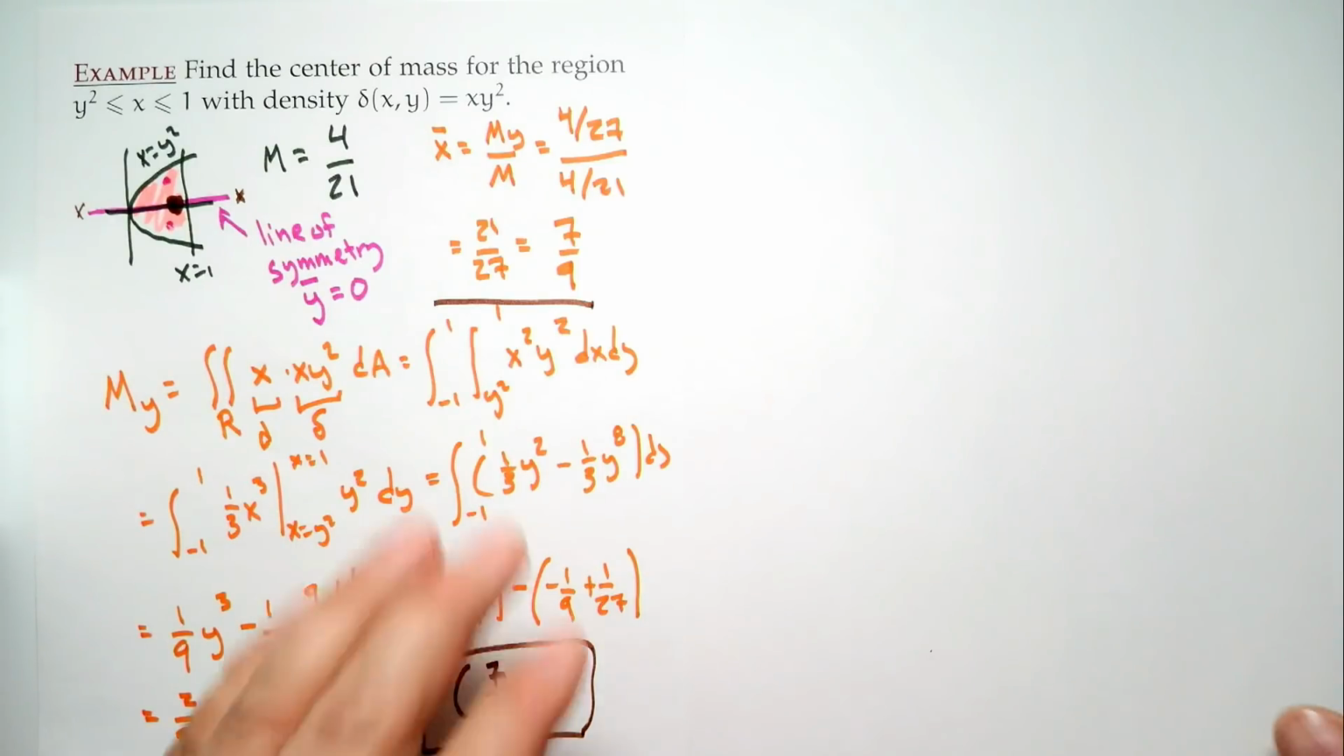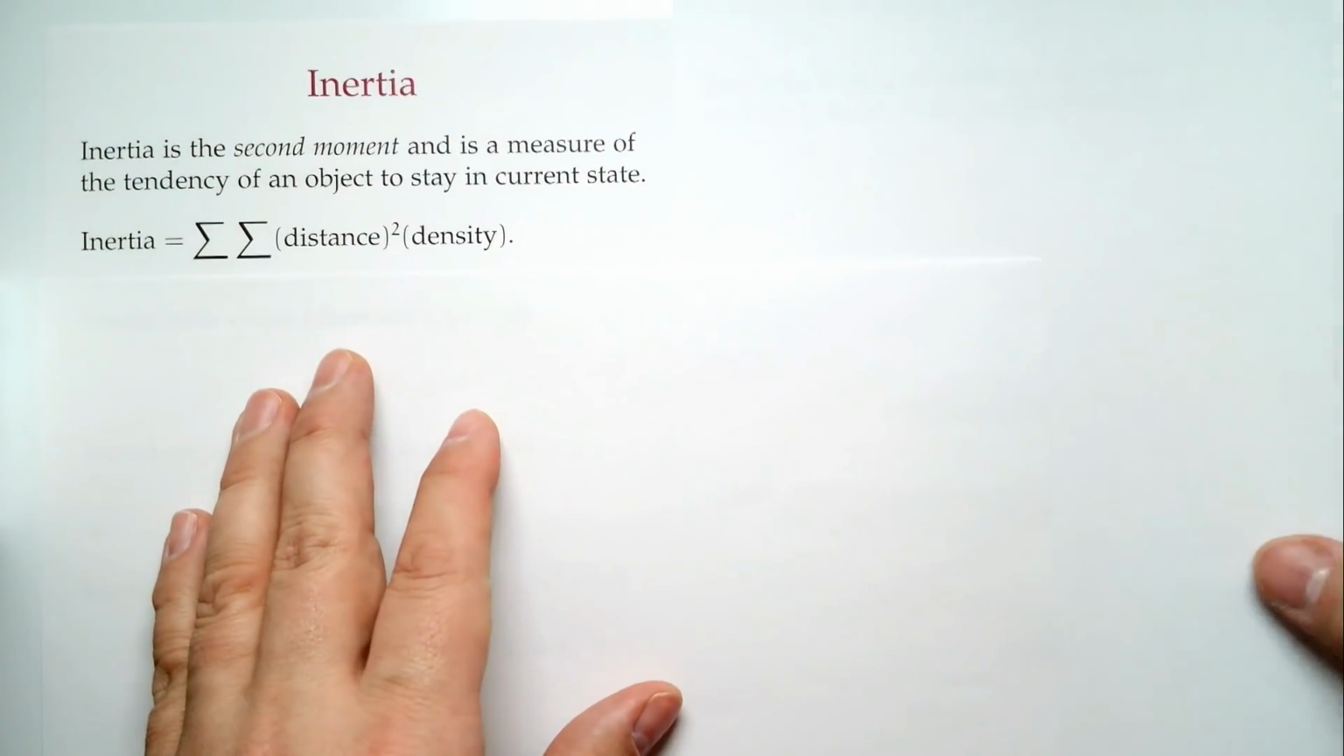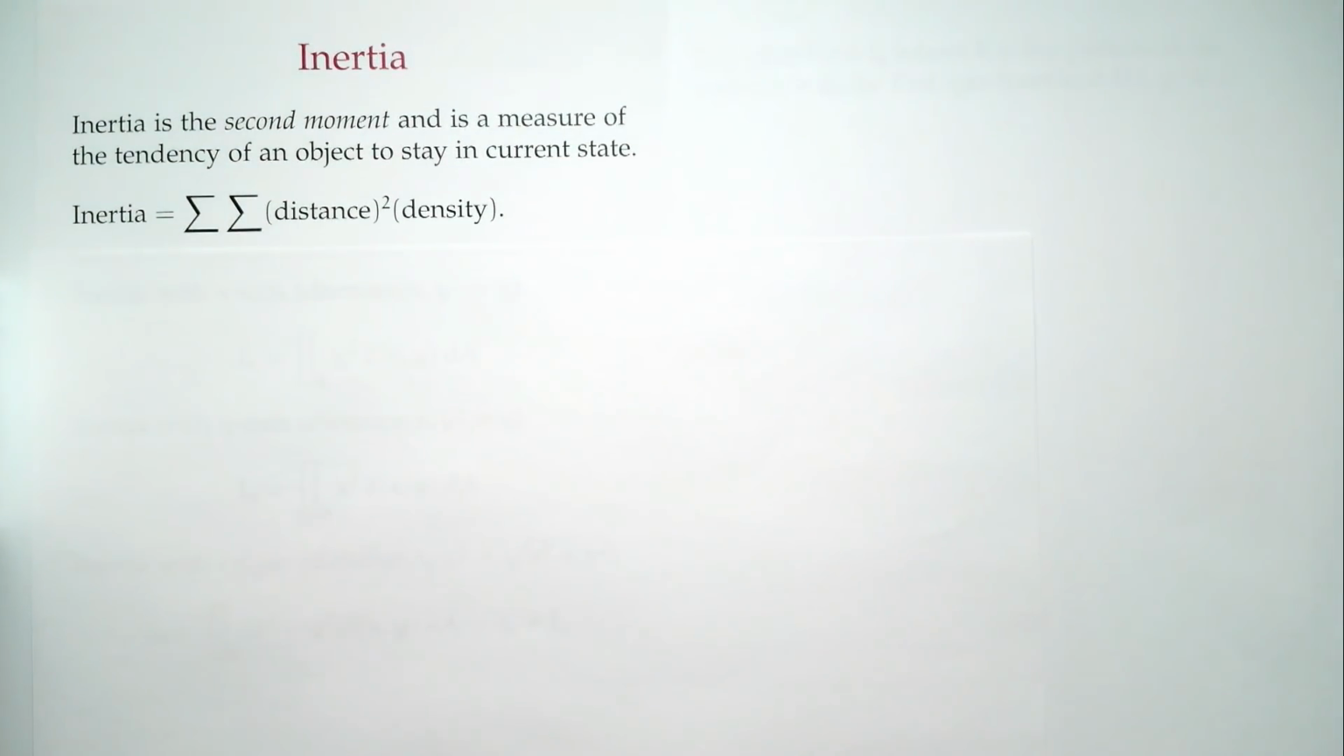All right. I'll skip that one for a moment because there's one other topic to talk about. We've had one moment, but why not a second moment? And the answer is, you can have a second moment. In fact, it turns out you can have as many moments as you want. But the second moment has a name, and that's called the inertia. And what is the inertia? Well, it's a measurement of the tendency of an object to stay in its current state.